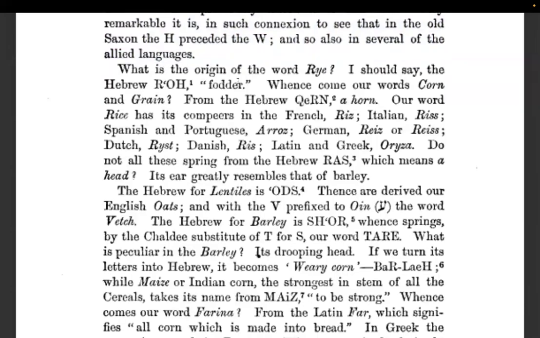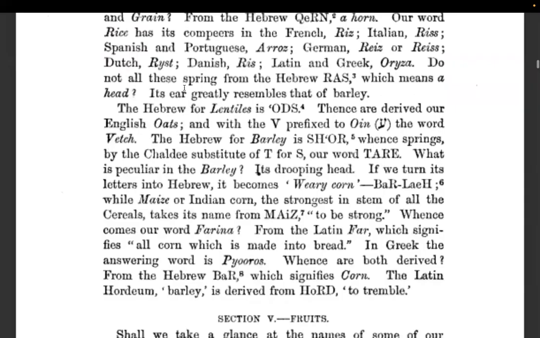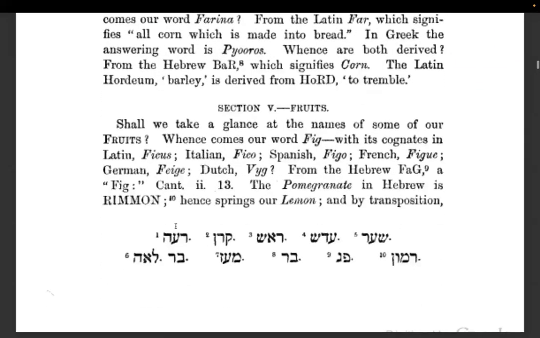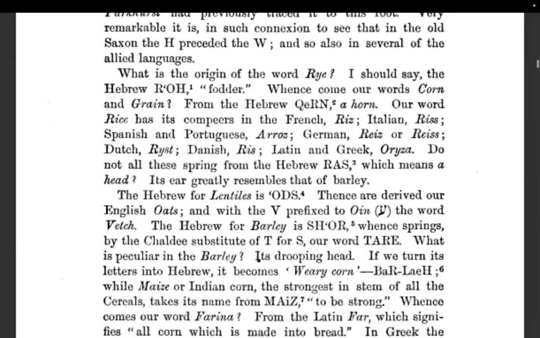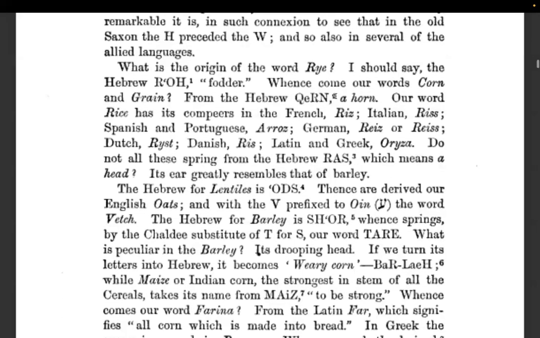What is the origin of the word rye? I should say the Hebrew ra'o, fodder, and that would be ra'o, resh, ayin, hay. Whence comes our words corn and grain? From the Hebrew Quran, that's Karen, right? Quran, a horn. That's Kof Resh Nun.